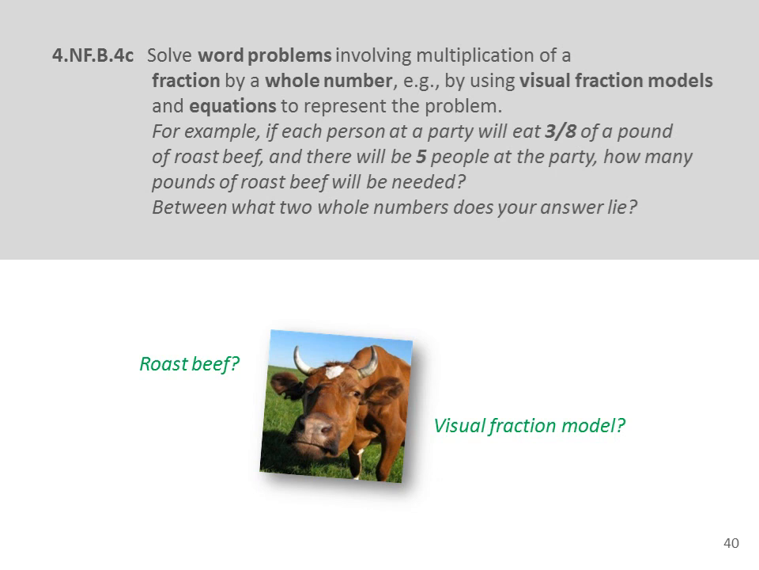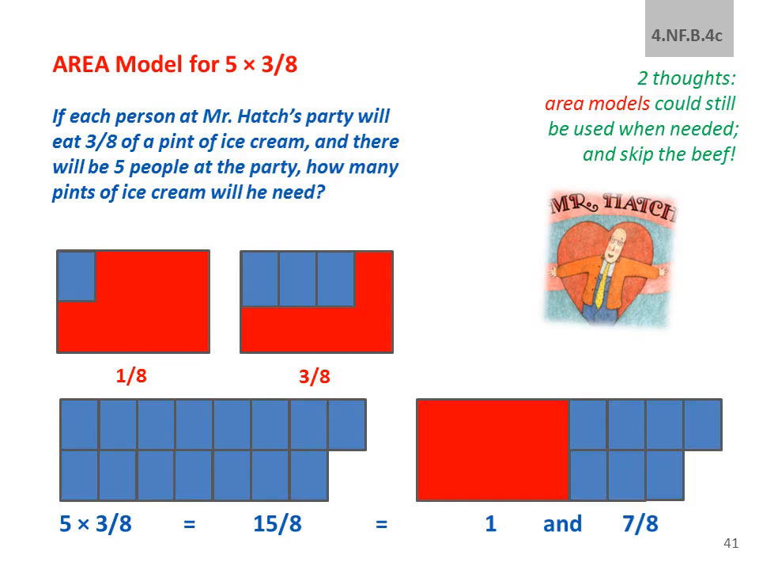If each person at a party will eat 3/8 of a pound of roast beef, and there will be 5 people at the party, how many pounds of roast beef will be needed? And between what 2 whole numbers does your answer lie? Of course, area models can still be used to visualize the concept.